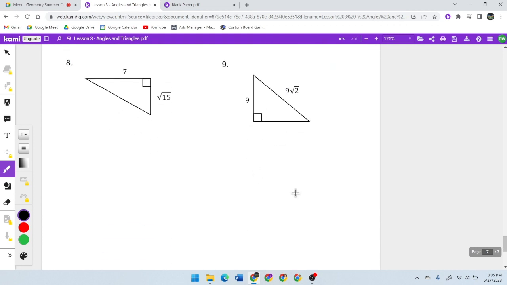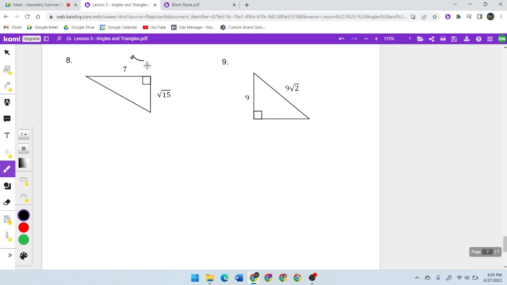Number 8. Number 8, we have another triangle. This is the last 2 problems of the night. We're almost done. But we've got another Pythagorean theorem question. For number 8, you see one of the side lengths has a square root in it. It's a little scary, but don't worry. We're going to be fine. So side length, this one we'll call A. This side length we'll call B. The missing one we'll call C.